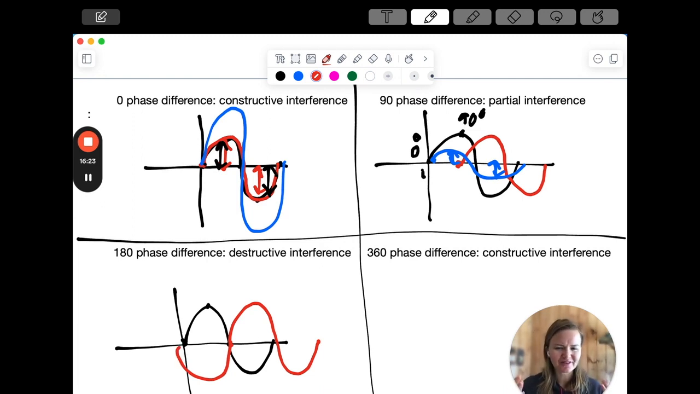Now, what do you notice? These two waves are essentially exactly canceling each other out. So this amplitude in black is a positive amplitude. So let's just say this is an amplitude of, I don't know, +2, right? Well, our amplitude in red below the origin here is going to be maybe an amplitude of -2.